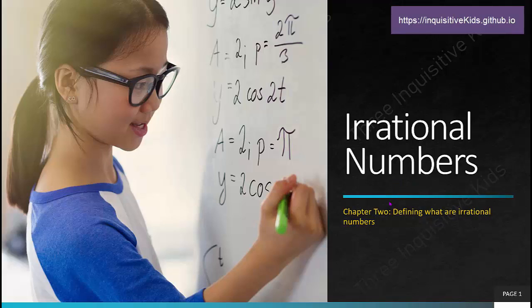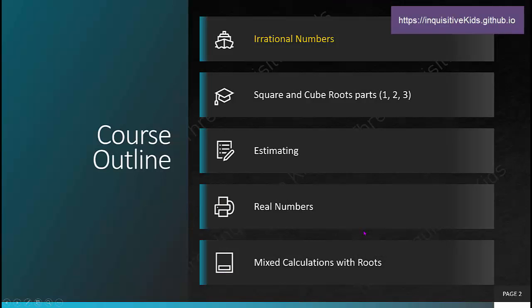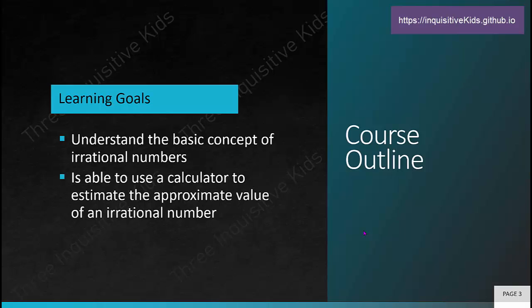Irrational numbers. That's going to be the first lesson of Chapter 2, defining what irrational numbers are. Learning goals for today. First, understand the basic concept of irrational numbers and be able to use a calculator to estimate the approximate value of an irrational number.